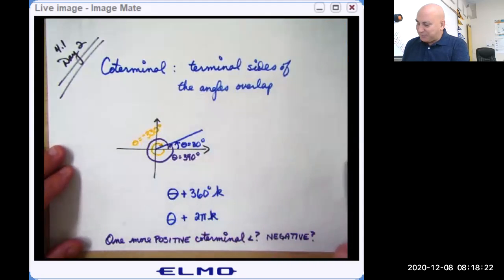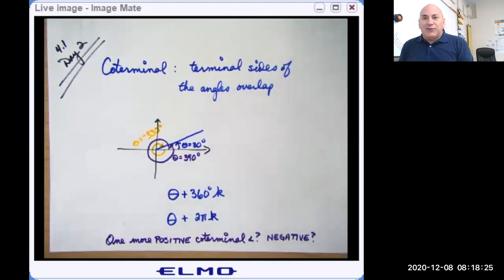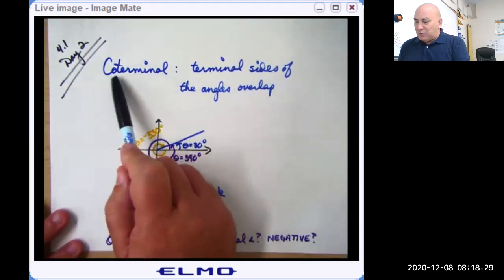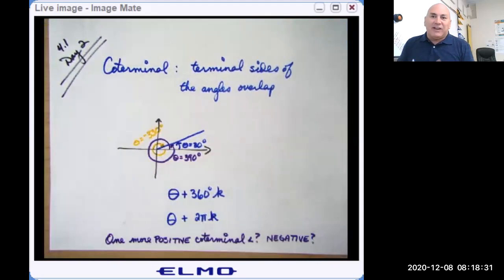Okay, they overlap. Such angles are called coterminal. Co means with, terminal means ending, so with ending. They're ending with each other. I had a student once who described these coterminal angles as kind of like synonyms. That's really a good, interesting, unique way of looking at it.